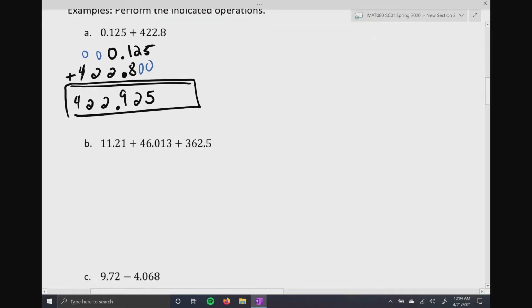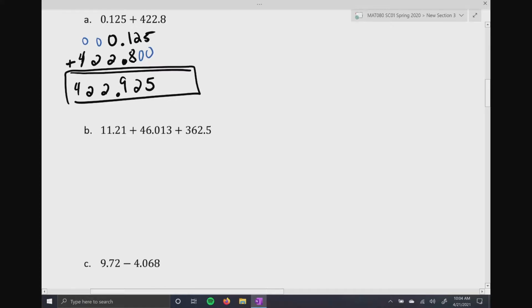Okay? Let's look at letter B. So we have 11.21. Let me write a little larger. So there's 11.21, 46.013, and then put my decimal, because I have a pretty large whole number here. 362.5. I will put zeros in the spots where I think I need them, just to keep everything nice in order.